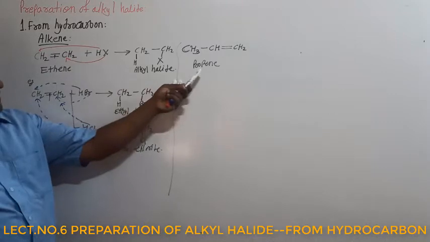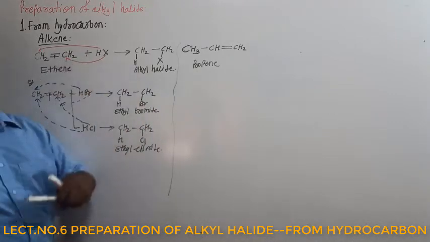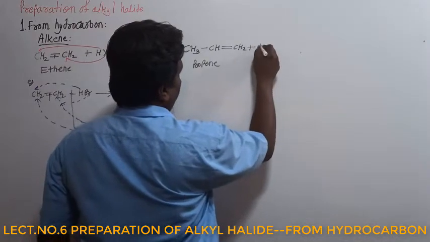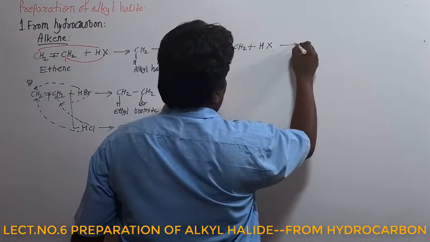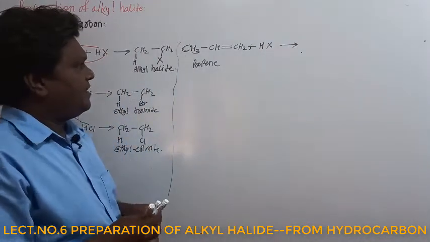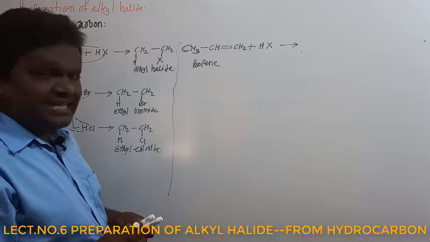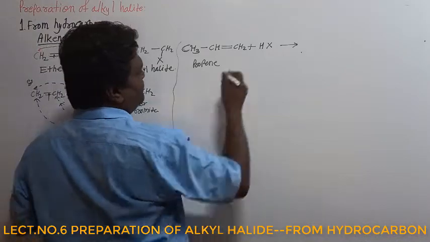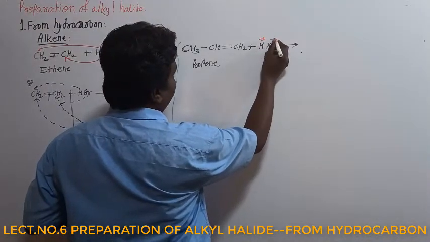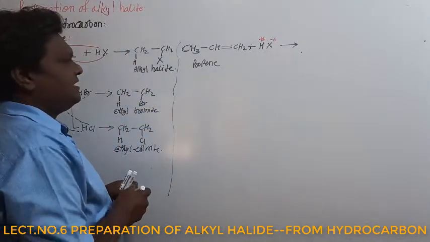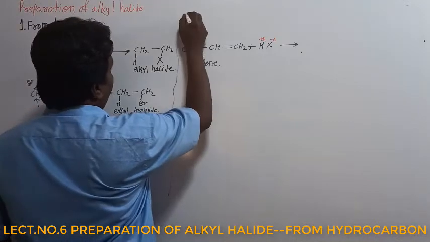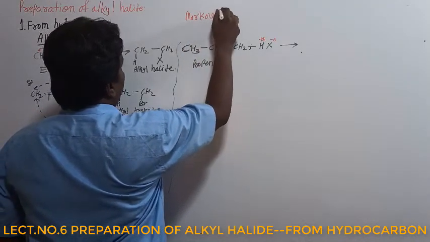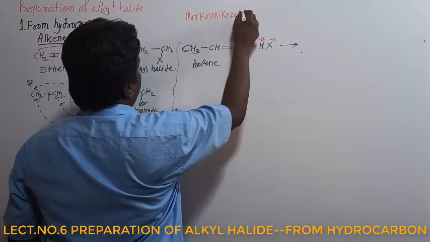Now if I am going to react an unsymmetrical alkene with HX, what will happen? Let us start with that. HX is called a hydrogen halide. In this case, the hydrogen atom acquires a partial positive charge, and the halogen a partial negative charge. There was a scientist called Markovnikov. He gave a rule called Markovnikov's rule.